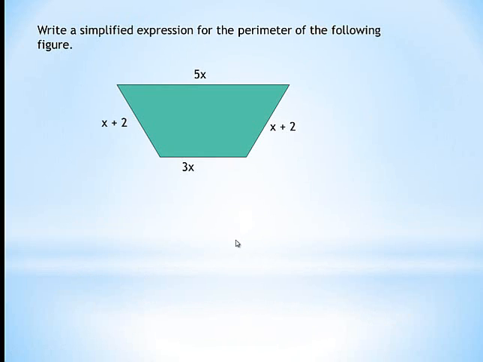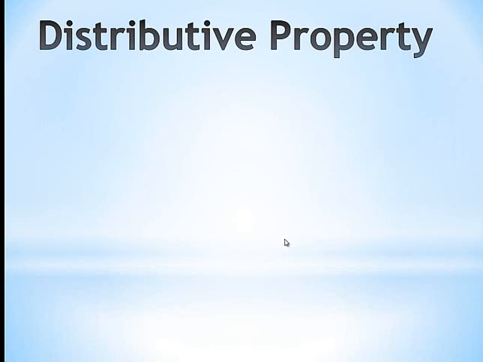Okay, so let's write an expression simplified for the perimeter of this figure. Hit pause and work that out. Okay. So the perimeter would be adding up all the sides. 5x plus x plus 2 plus x plus 2 plus 3x. Combine like terms of my x's, I would get a final answer of 10x plus 4. How'd you do? Excellent. All right, the next thing we're going to talk about is the distributive property.